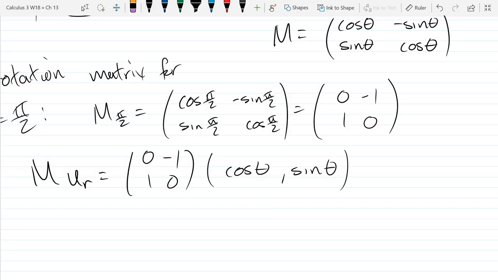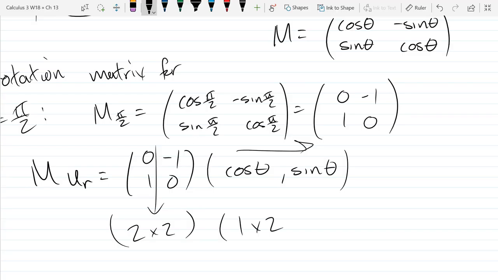Uh oh. It's been a long time since I've multiplied matrices. Yeah, you can go down in the first one and across on the second. So we have a 2x2 multiplied by one row, two columns. Oh, we're in trouble. Yeah, I can't multiply these.